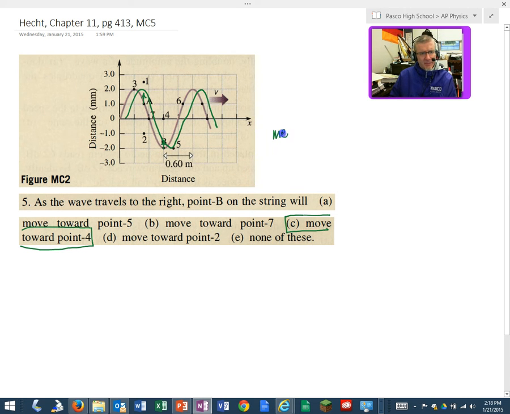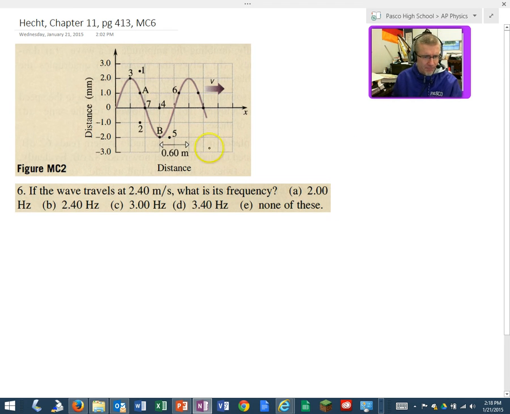Basically, points on the medium move up or down as the wave passes. I think we saw that in the simulation, so that shouldn't be a total surprise, but it's good to visualize it again here. Next question, multiple choice number 6, excuse me.